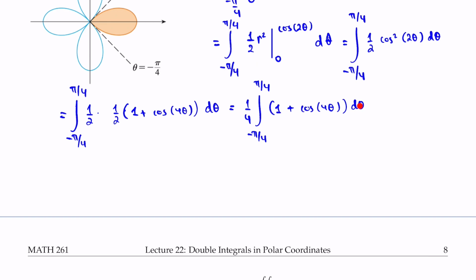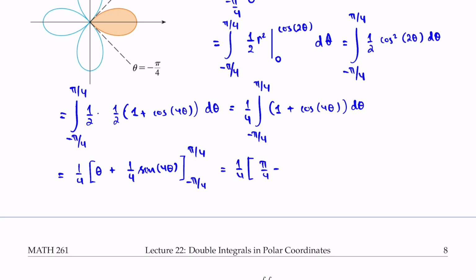The antiderivative of 1 with respect to theta is just theta. The antiderivative of cosine of 4 theta with respect to theta is plus 1 over 4 times sine of 4 theta, and this is evaluated from negative pi over 4 to pi over 4. At this point, you can evaluate the function at these two limits of integration, and we're going to get 1 over 4 times pi over 4 minus negative pi over 4, plus 1/4 times sine of 4 times pi over 4 minus sine of 4 times negative pi over 4, which is going to be negative pi.